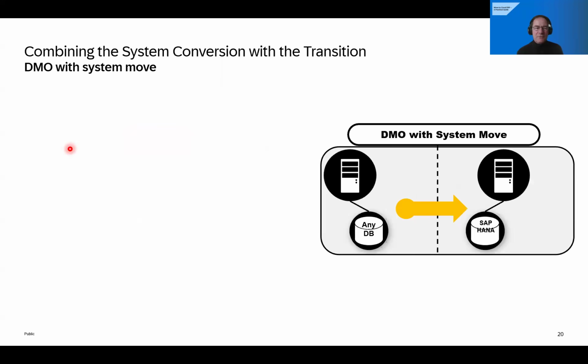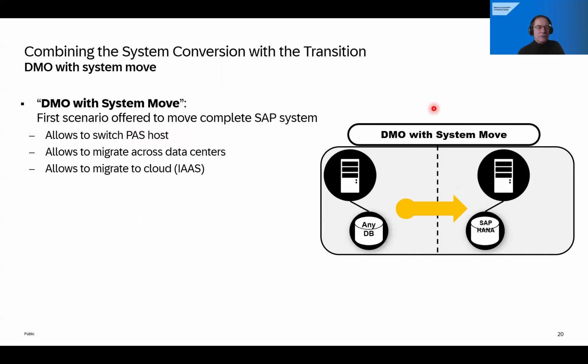So let's have a look at DMO with system move, the one that has been available for several years. It was the first scenario that offered the software update manager scenario to move a complete system. So either only switch the primary application server host, or migrate across data centers, or move to the cloud as infrastructure as a service. And we see on the left-hand side the application server level and the source database, and on the right-hand side the HANA target database and the application server level.